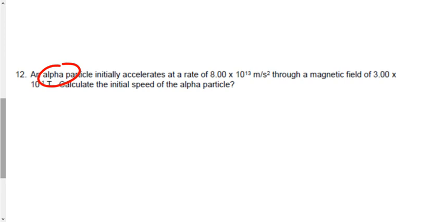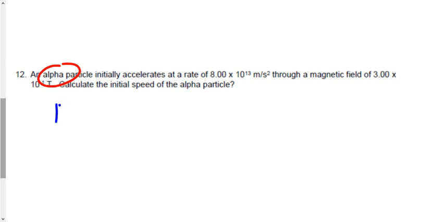Okay, it accelerates at this rate through a magnetic field of this value. What's the initial speed of the alpha particle? It's kind of backwards, isn't it? This time we have the acceleration. Nick, what do you think we're going to do with that acceleration? Okay, and how are you going to do that?